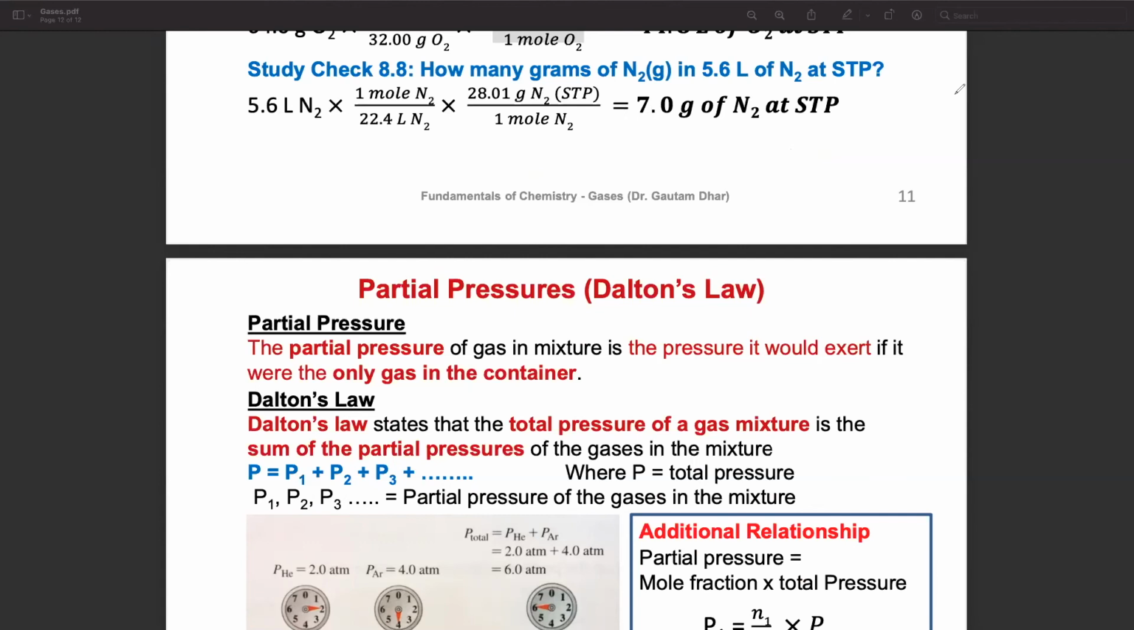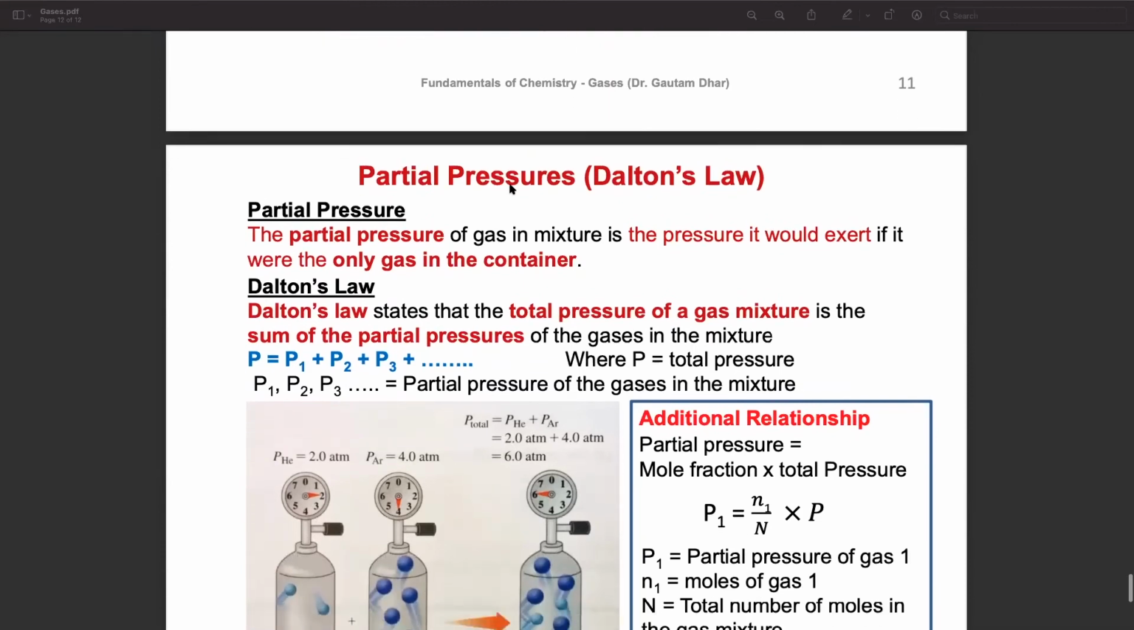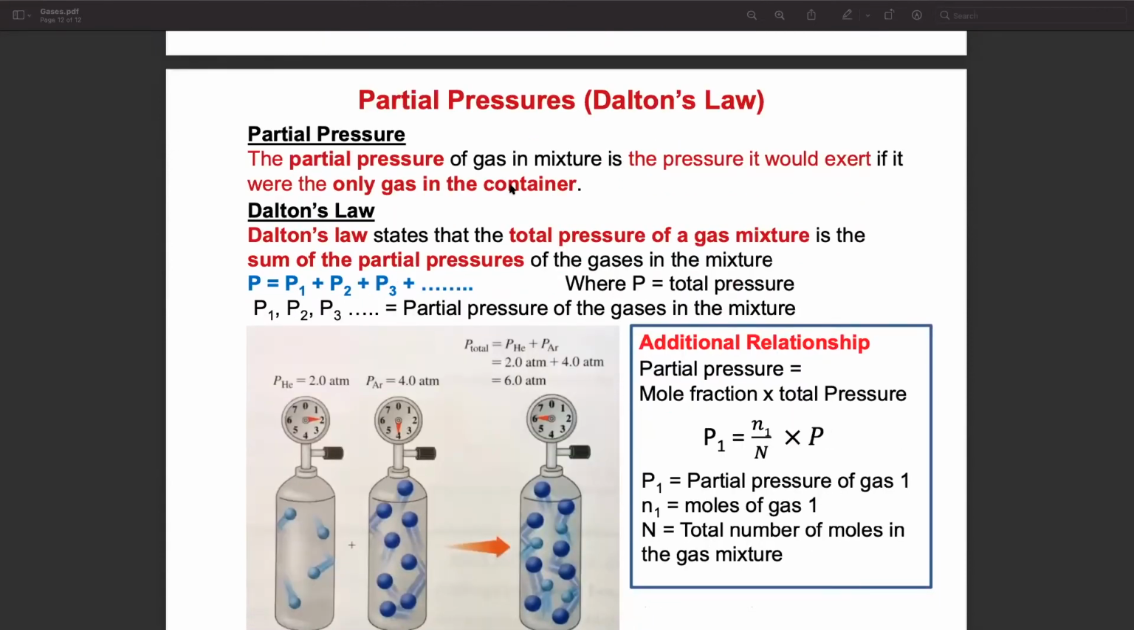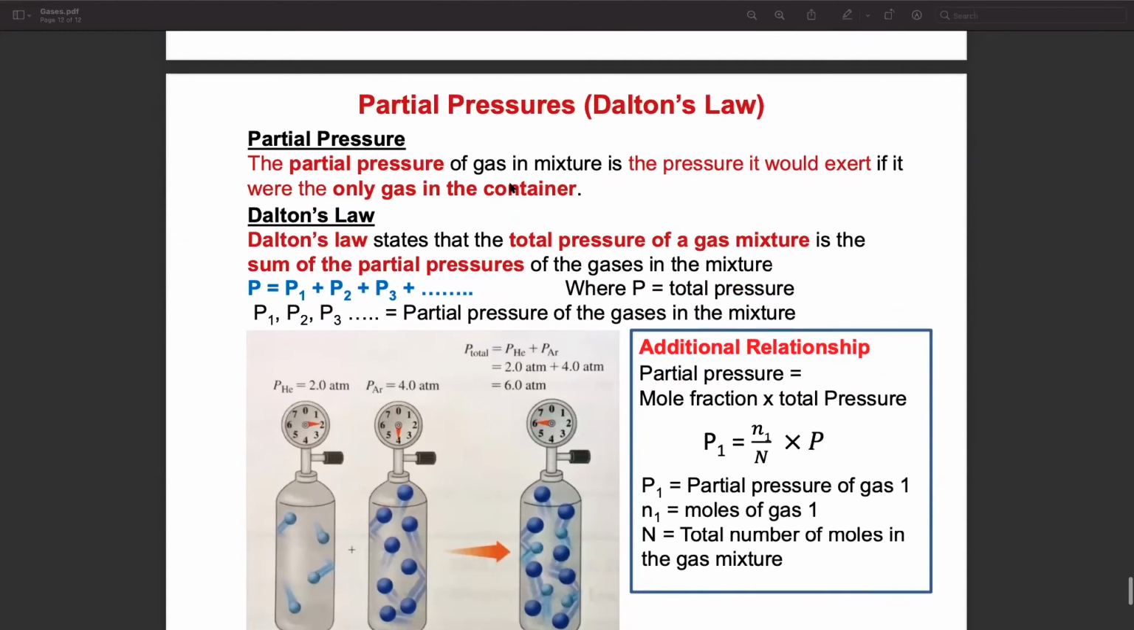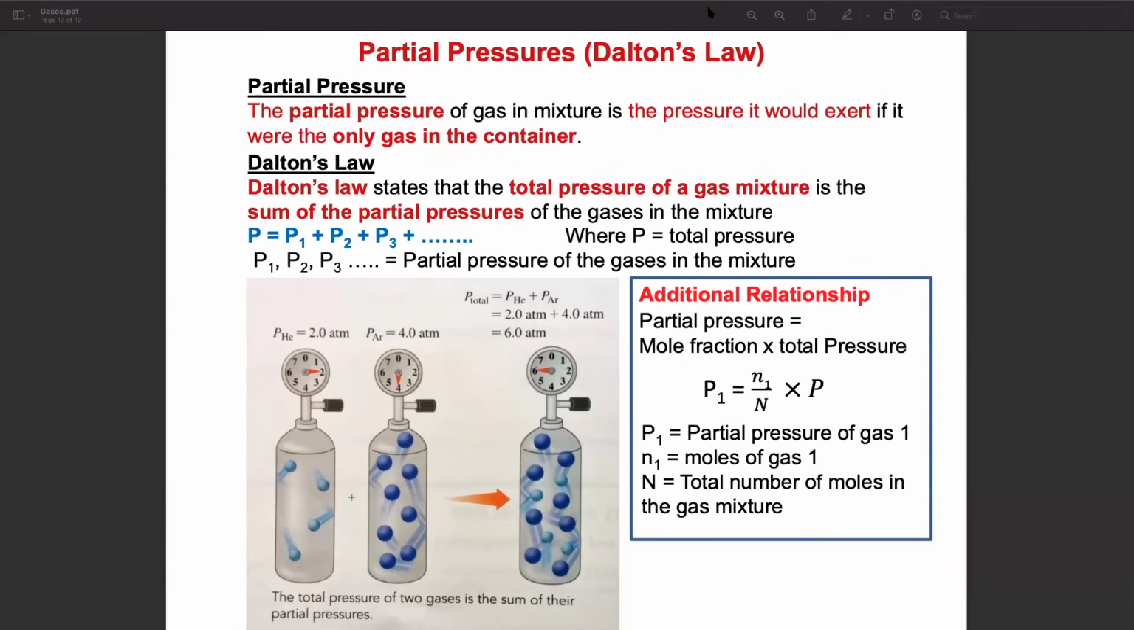Okay, so the next law that we will look at is Dalton's law of partial pressure. This is again a very, very easy law. It says that if you have a gas mixture, the total pressure is equal to the sum of the partial pressures of all the gases. Just simple addition. So that means the total pressure P is just the sum of the partial pressures, and that's your simple equation there.